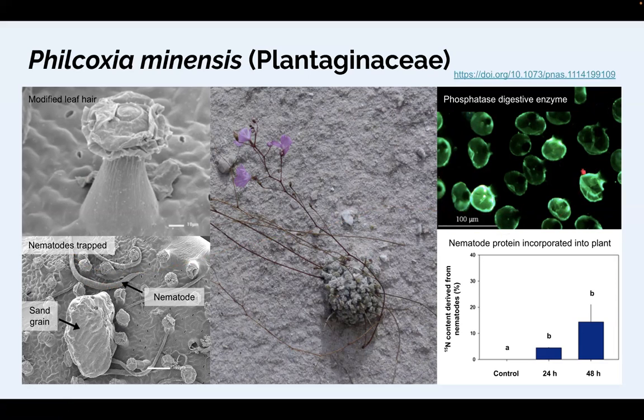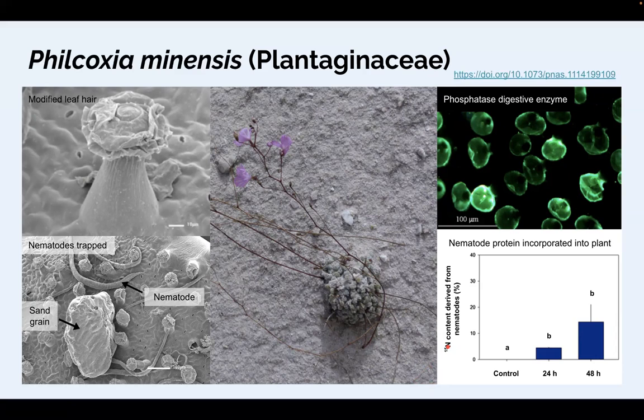We'll go over here to these other images. Here we've got a fluorescent image where the fluorescent portions are showing the locations of phosphatase enzymes. That's an enzyme that's involved in digesting molecules, and it's on those projections on the leaf surface. And then probably the most important here, these are leaves where they have radioactively labeled nitrogen.